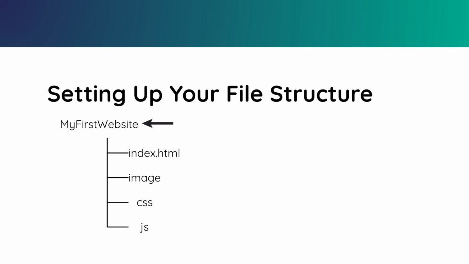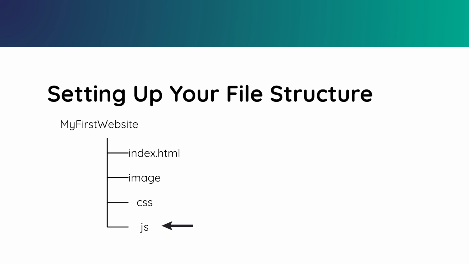Inside this folder, create subfolders for different types of files that you'll be working with. A common setup includes folders like Images, CSS, and JS. The Images folder will store all the images you plan to use on your website, the CSS folder will store your cascading style sheets, and the JS folder will store any JavaScript files if you plan on adding interactivity later on.